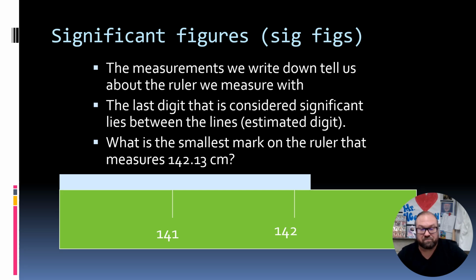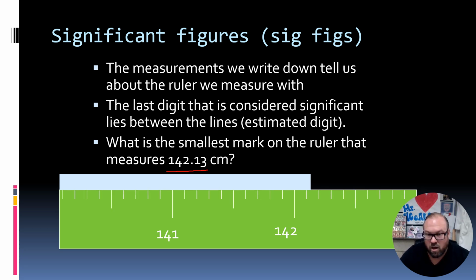So here we go. Now, when we take a look at this ruler, if we want to get something that says 142.13 centimeters, my question is this current ruler good enough? And if you take a look at the lines of measurement, it goes 141 to 142. So what would be the highest measurement we could get here? We actually couldn't get this measurement. So it would not be proper to use this ruler to get 142.13.